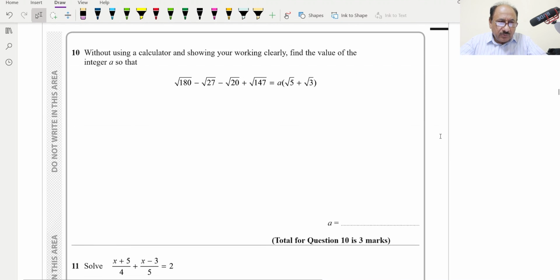Question number 10. Question number 10 says, without using calculator and showing your working clearly, find the value of the integer a. This is important. So the given factor is this one. The expression is this one. Basically it's an equation.